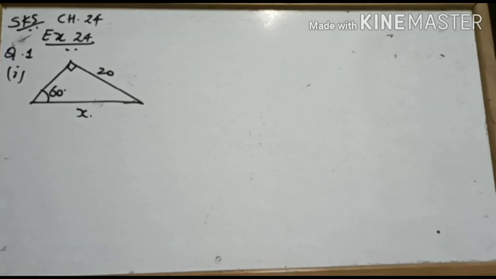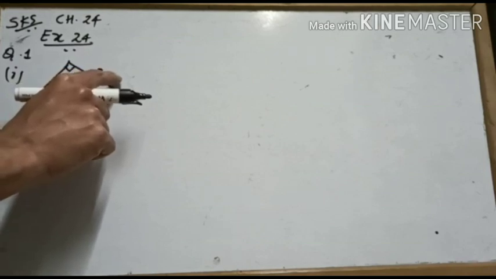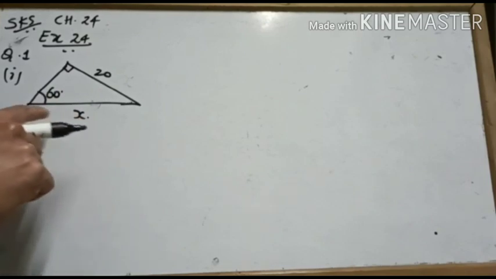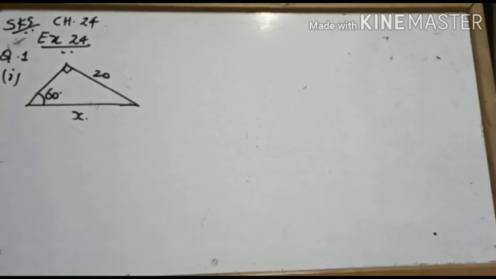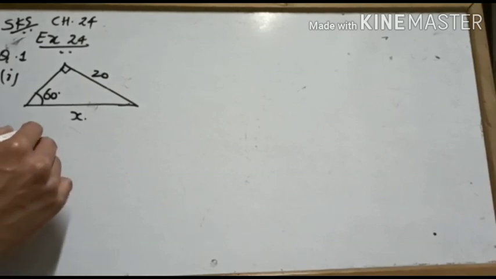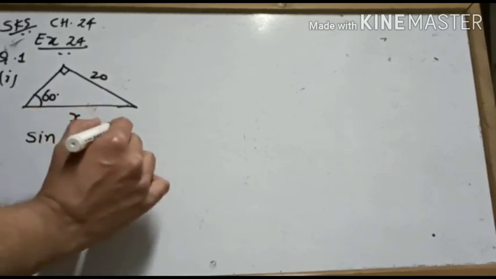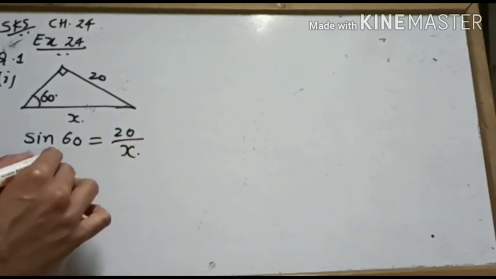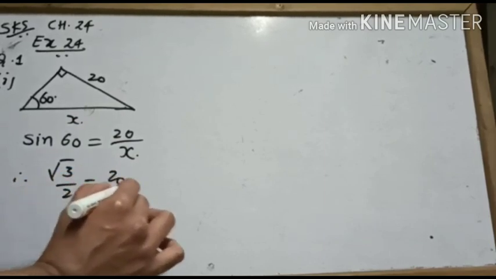Now what I'm going to understand is, with respect to angle 60, the side measuring 20 is the opposite side and the side to be calculated, that is the hypotenuse, is to be found out. So opposite side upon hypotenuse will give me the ratio of sine. So sine 60 will be equal to opposite side 20 upon hypotenuse, which is unknown as x. Sine 60 value is root 3 upon 2, equal to 20 upon x.